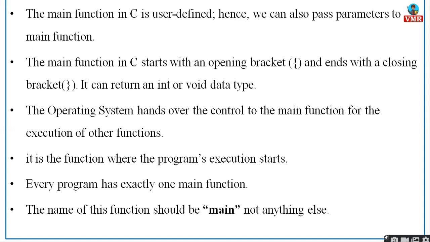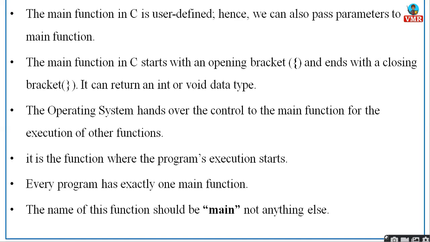The main function in C is user defined. Hence, we can also pass parameters to the main function. If you are passing parameters to the main function, that indicates that you are trying to give some values to main. That is nothing but your command line argument, which we'll see in the next slides. Next, the main function in C starts with an opening brace and ends with a closing brace.